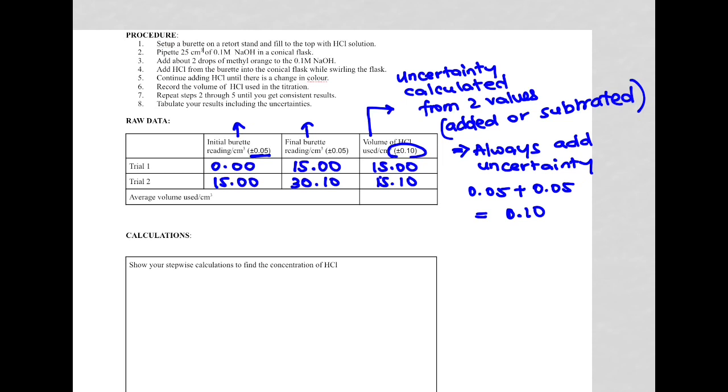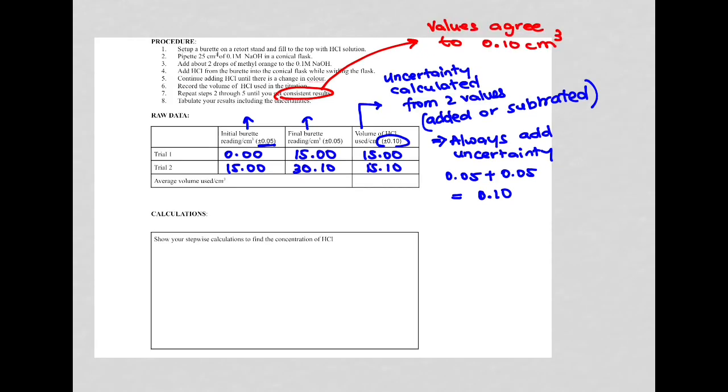So these are my mock values, and it says here you have to titrate until you get consistent results. So what are consistent results? Consistent results is when your titer values agree within 0.1 centimeter cube. You can see here there is only a difference of 0.1. These are consistent readings. Once I have consistent data, I can now continue processing.